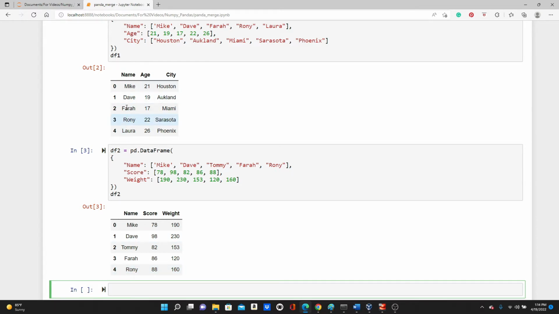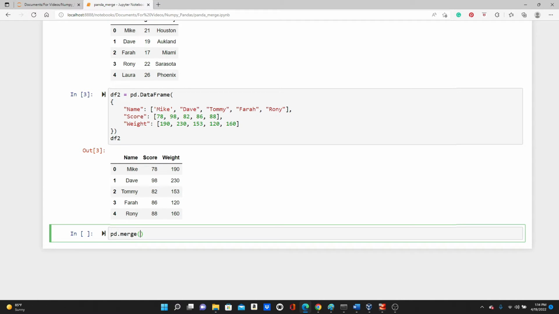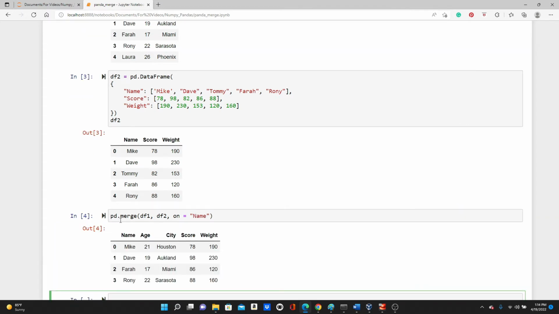You can see that four of them, Mike, Dave, Farah, and Rony, these four names are common between both of them, right? So if we merge these two data frames, we will get four pieces of information for these four people, Mike, Dave, Farah, and Rony, together in the same data frame. Okay, pd.merge df1, df2, and on we're going to use name, right? Look, we get these four people and we have four pieces of information about these four people in one data frame. Isn't it useful?